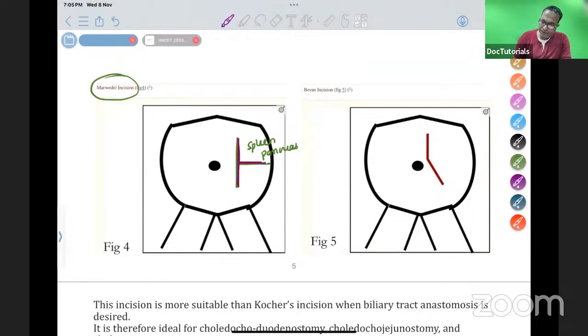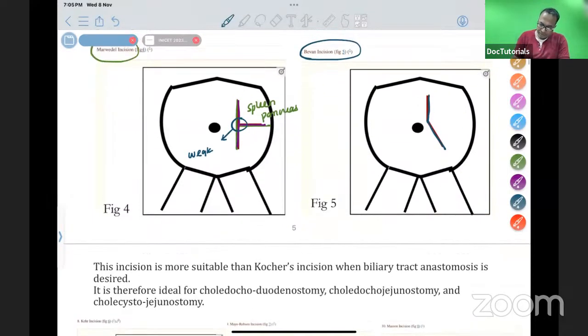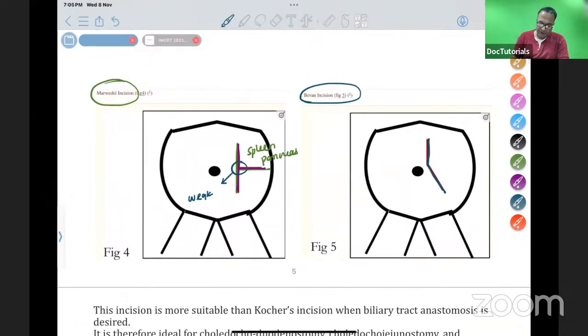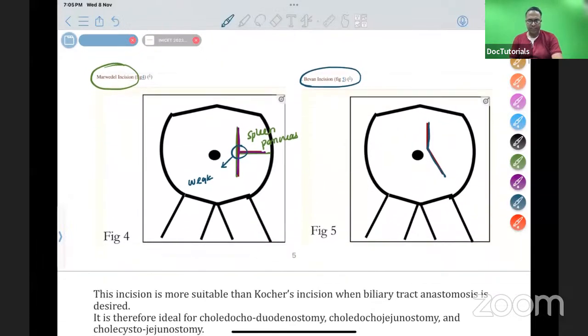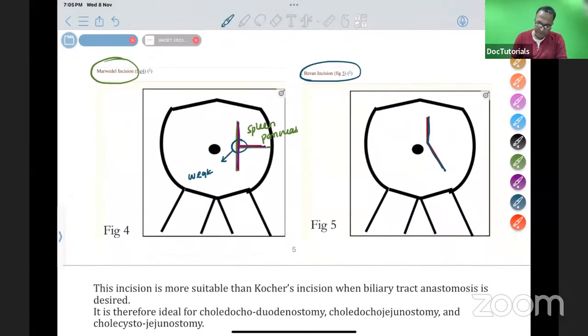The problem is this T-shaped area becomes weaker here. So this area becomes weak. Therefore, to prevent this, they have made a small incision known as B1 incision. So B1 incision is like this. So B1 incision and this Marvidal incision, all these are other types of incisions. So please remember this is another type of incision.